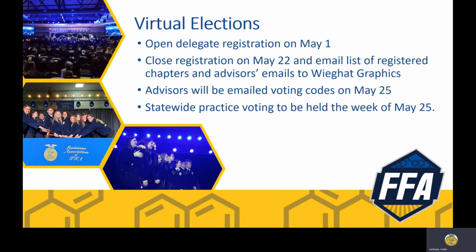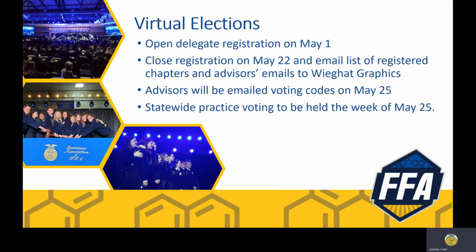And a few days later on May 25th, you're going to get an email from WeCat Graphics. Tyler and Lori WeCat are the folks out of Texas who have built our state FFA website for us, and they manage our state convention app. They have the ability to manage this virtual election process for us. So advisors who register their chapters by the May 22nd deadline will receive an email from WeCat Graphics. That email is going to contain 2 unique 6-digit voting codes that your members will use for the voting process.